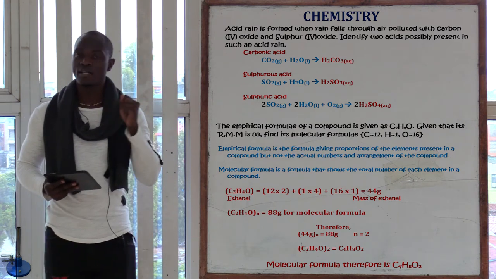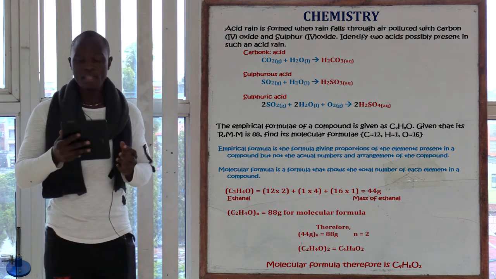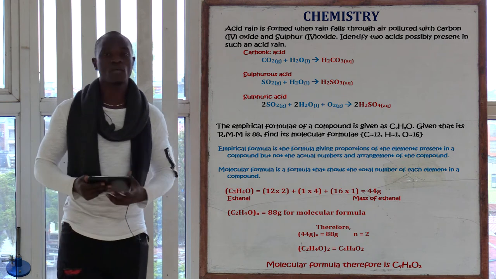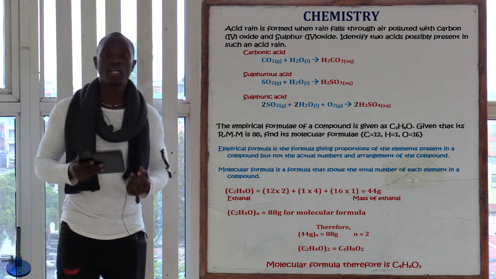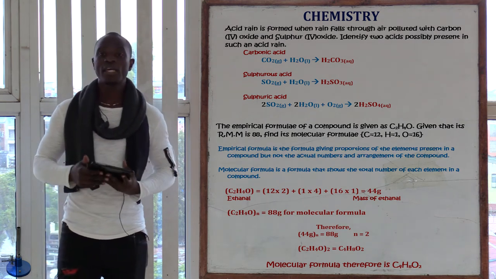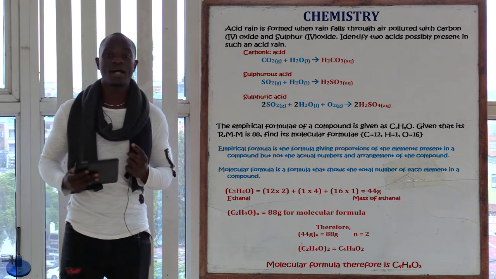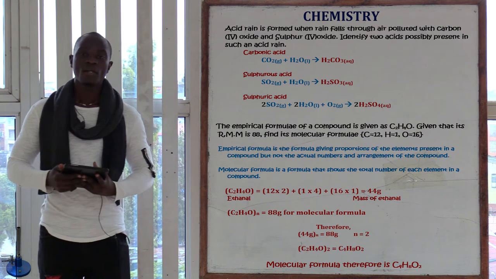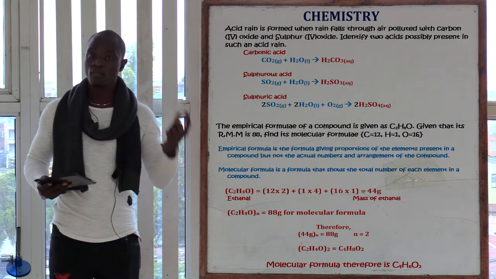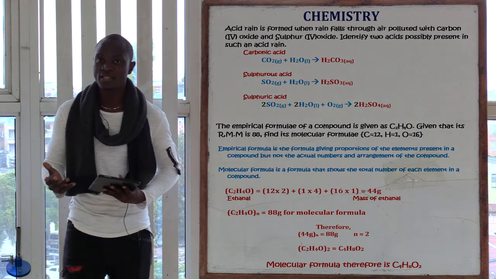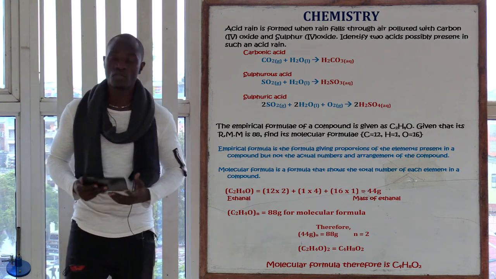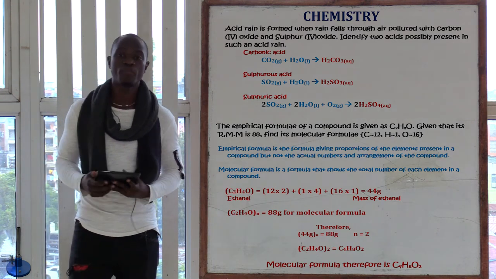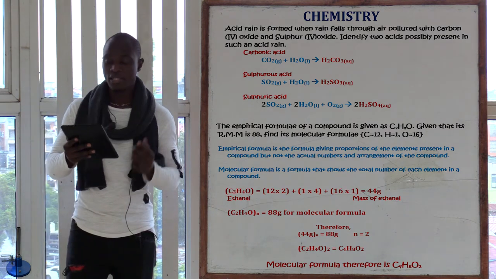The first one, from carbon dioxide, is carbonic acid, H2CO3. If carbon dioxide reacts with water in the form of rain, we get carbonic acid. That is the first acid. The next acid, from sulfur dioxide, is sulfurous acid. Sulfurous acid is an unstable acid that reacts with atmospheric oxygen to form sulfuric acid. So if you give carbonic acid, you get it correct. If you give sulfurous acid, you get it correct. If you give sulfuric acid, you will also get it correct, because sulfurous acid, being unstable, reacts with atmospheric oxygen to form sulfuric acid.